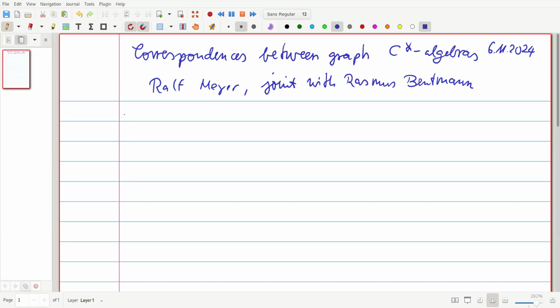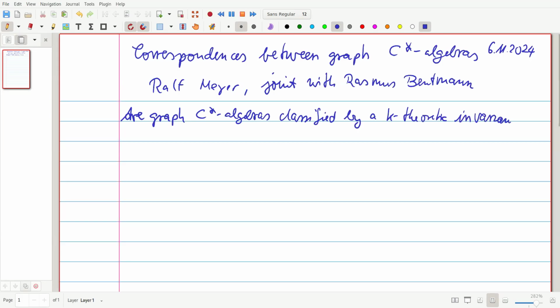So the question in the subject would be: are graph C-star algebras classified by, let's say, just a K-theoretic invariant? And here, of course, the important thing is even if they are not simple.